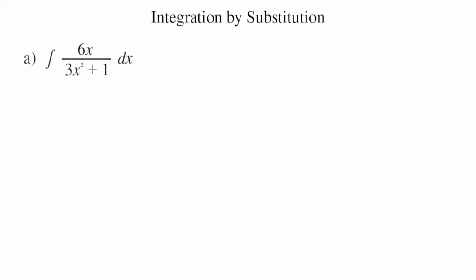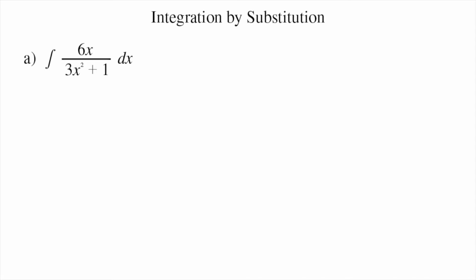In the first example, we're asked to integrate 6x over 3x squared plus 1 with respect to x. Now, it's not immediately obvious how to do this using the basic methods we know for integrating powers of x, but it will become easy once we learn how to use integration by substitution. The first time you try to do this, it's not obvious what you should choose as your new variable, and sometimes you might have to try several substitutions before you find the one that works.